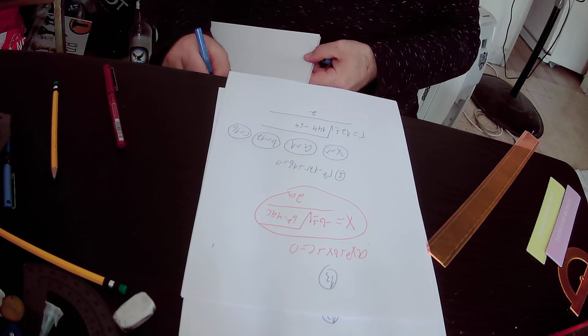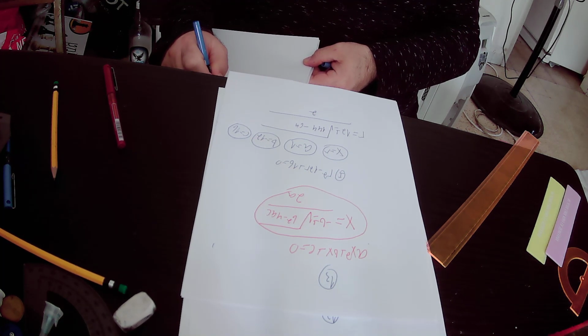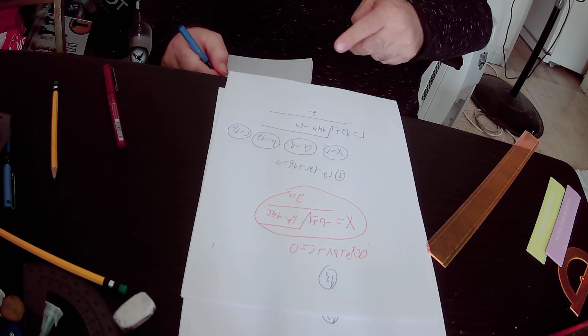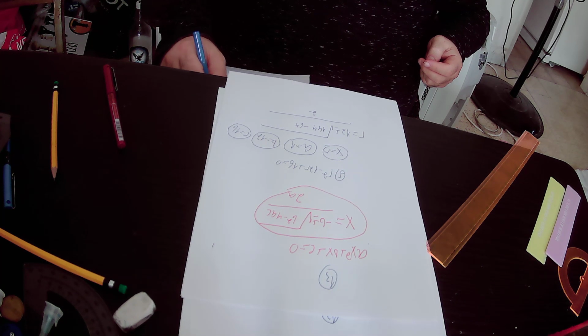So we actually have r equals 12 plus minus root of 144 minus 64, which is 80, over 2.